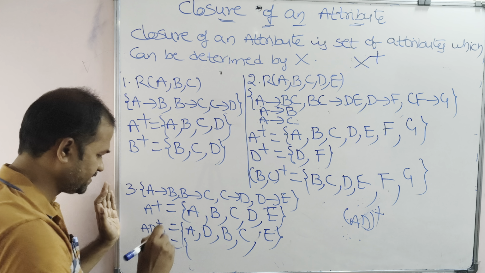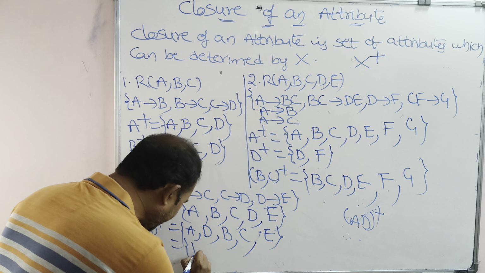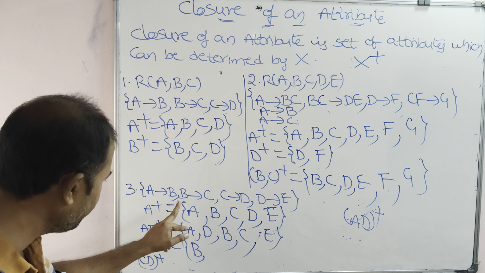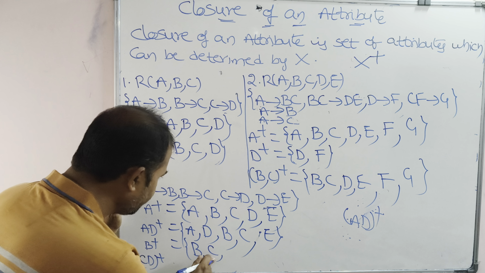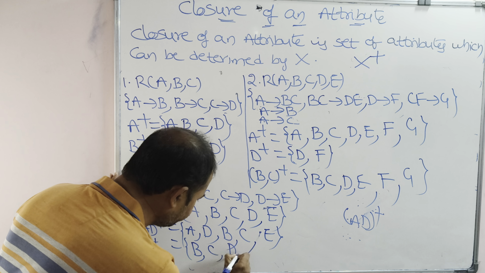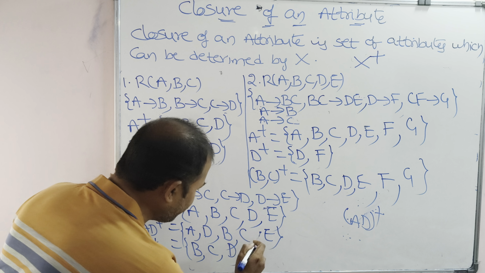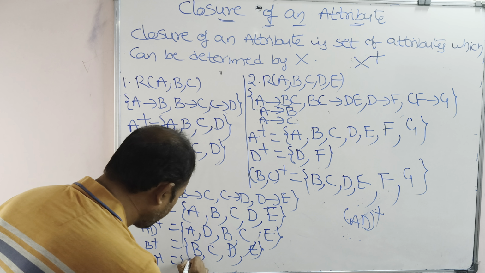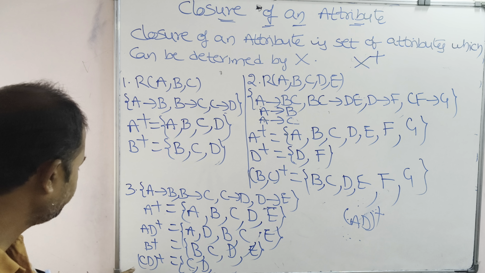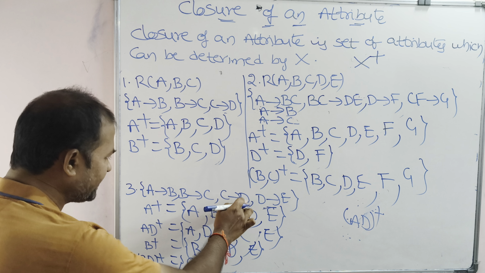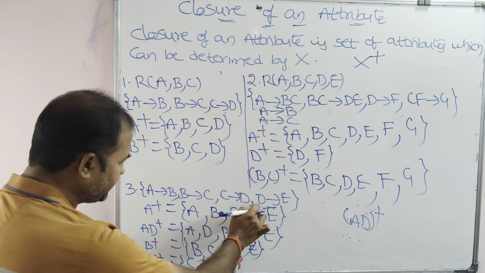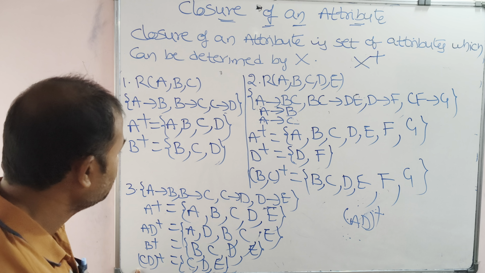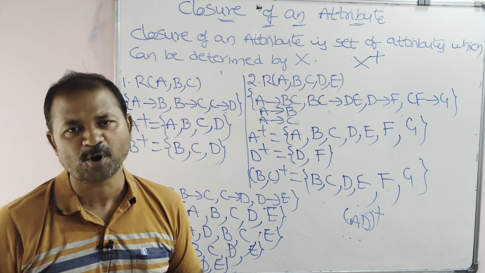Next, let us find B plus, the closure of B. So the closure of B is itself. B can determine itself. Next, here we have B. B can determine C. Here we have C. C can determine D. Here we have D. D can determine E. Next, let us find the closure of CD. First the self attributes C, D. Next, C can determine D. Already D is written. Next, here we have D. D can determine E. So this is the result. So likewise, we can solve any problem very easily.